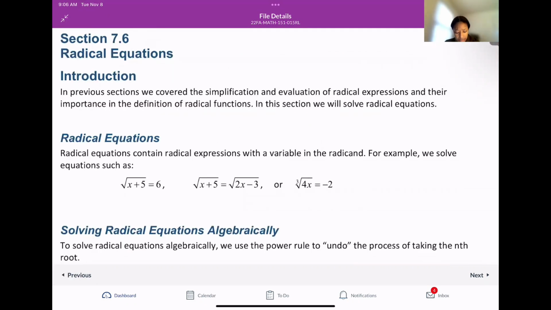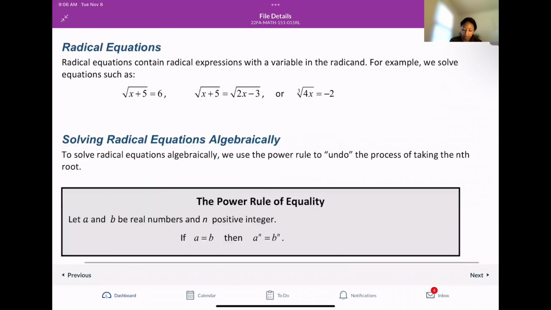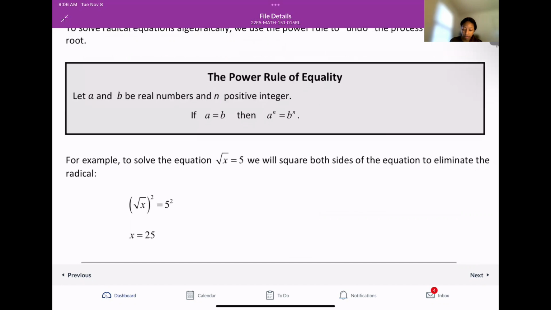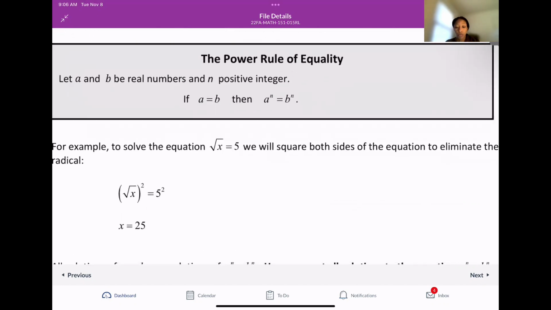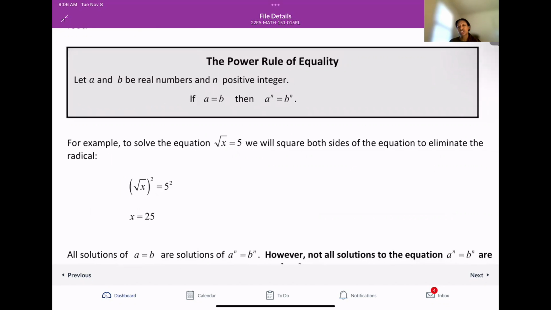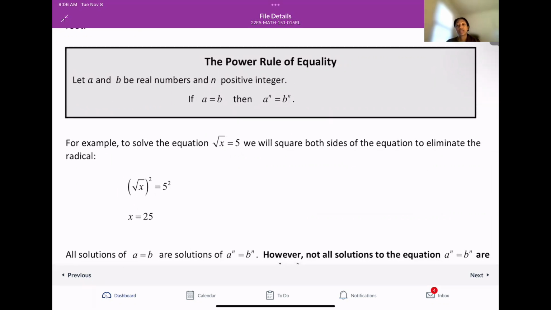So 7.6. In the previous sections, we covered the simplification and evaluation of radical expressions and their importance in the definition of radical functions. In this section, we solve radical equations. And the big thing that we want to use to help us solve radical equations is the power rule of equality. If we have two expressions that are equal to each other, then if we raise both of those expressions to the same power, we should get something that's still equal.